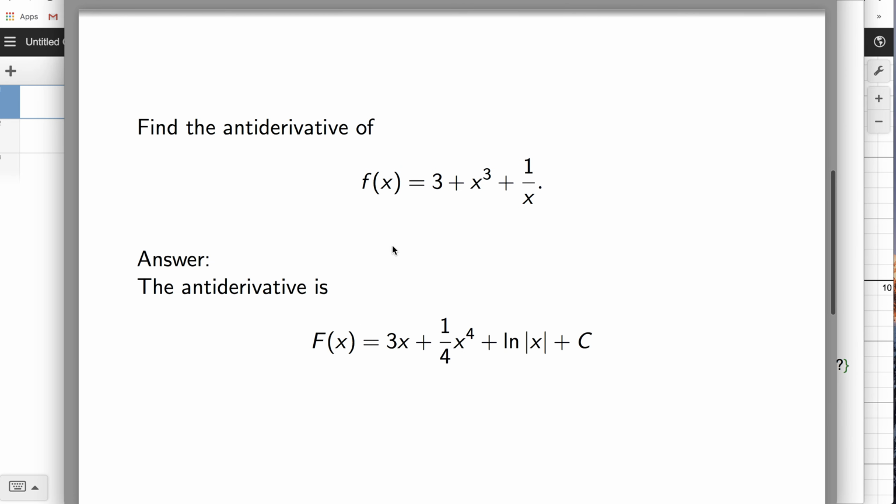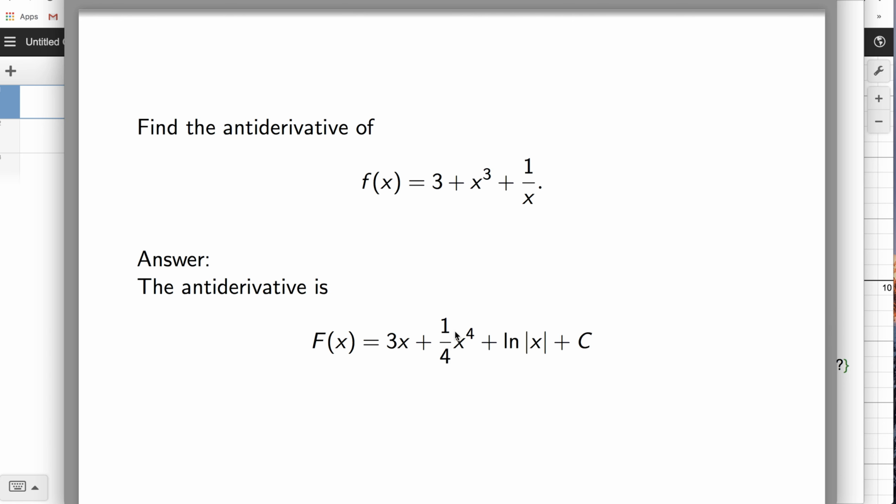We learned that, of course, what has derivative 3? It's going to be 3x. What's going to have derivative x cubed? Well, we should increase the exponent so the 3 goes up to a 4.